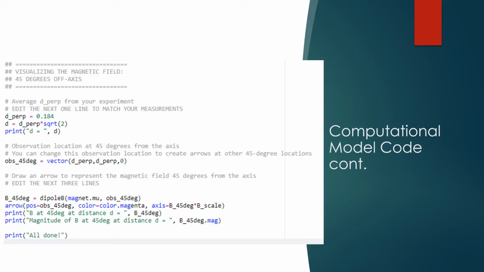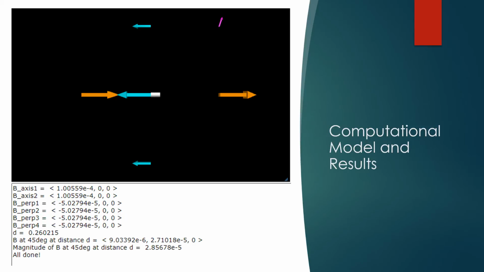Then, the same process was done, but for the observation location at a 45-degree angle that's off axis from the dipole. For the model, the orange arrows are the two on-axis magnetic fields, the blue arrows are the perpendicular fields, and the purple arrow is the 45-degree off-axis magnetic field. Below is the output, where the magnitude of B at a 45-degree distance d is shown to be 2.86 times 10 to the negative 5.